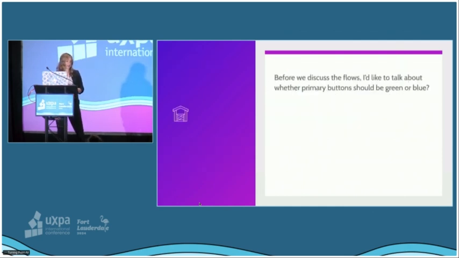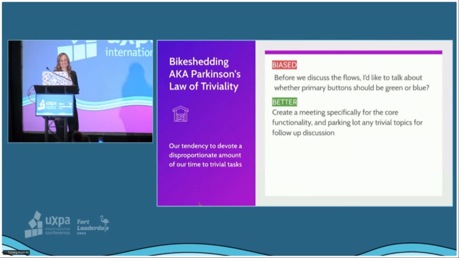Before we discuss the flows, I'd like to talk about whether those buttons should be green or blue. It's a big stakeholder delight when that happens. Bike shedding. So bike shedding comes from a story written by a guy named Parkinson, or Parkinson's Law. It's called Parkinson's Law, The Pursuit of Progress.